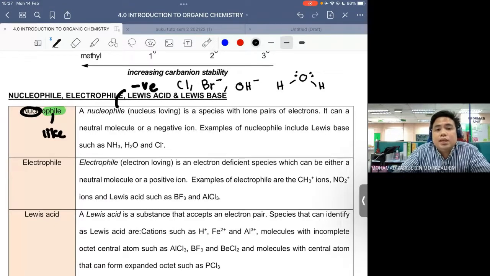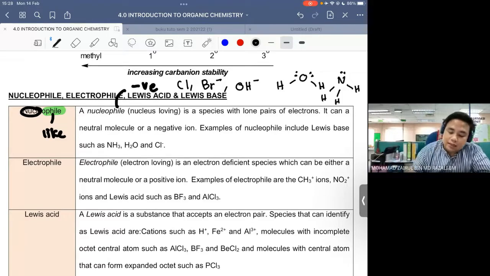Selain water kita ada contoh macam ammonia. Ammonia, if we draw the Lewis structure, so we have 1 lone pair on the nitrogen. Since dia ada lone pair, so basically anything with lone pair on the central atom itu kita panggil dia sebagai nucleophile. So anything with lone pair ataupun anything with a negative charge, we call it as a nucleophile.